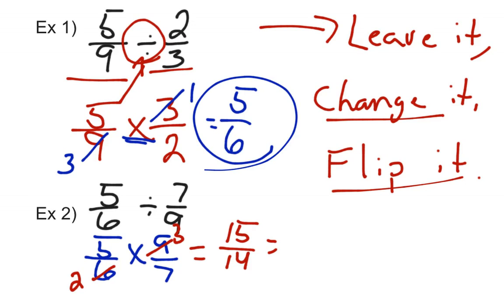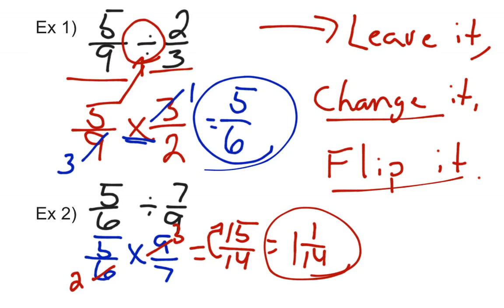And then simplify. Well, this is improper. I know that the 14 can go in the 15 once, and that gives me 14, so I need one more to get to the 15. Denominator stays the same, 1 and 1/14.